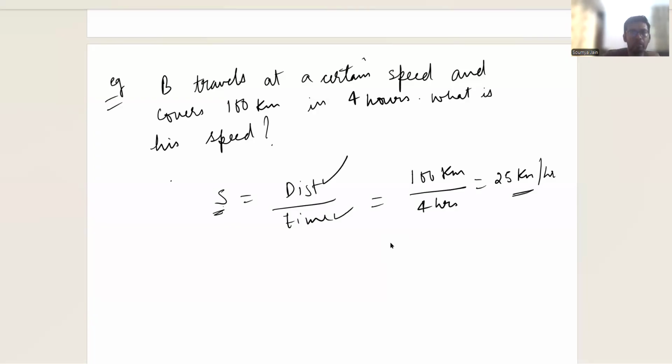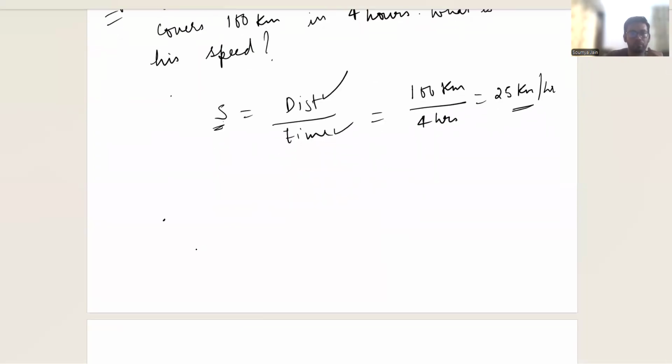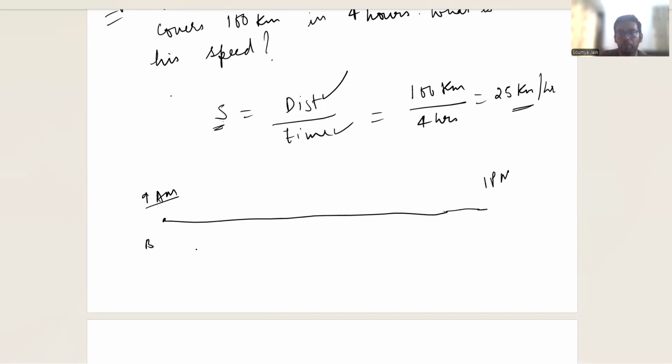Now to represent it using a small diagram, let's say the person left at 9 a.m. I'm using this 9 a.m. frequently, but that's okay as long as it makes the concept clear. So after 4 hours, 4 hours from 9 is what? 9 to 10, 11, 12, 13. 13 means 1 p.m. Sorry, 1 p.m.